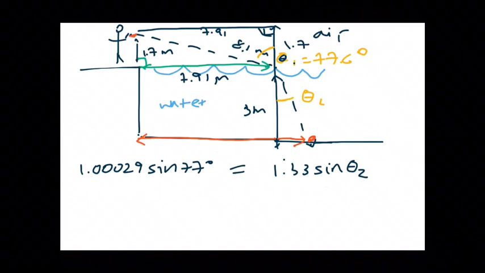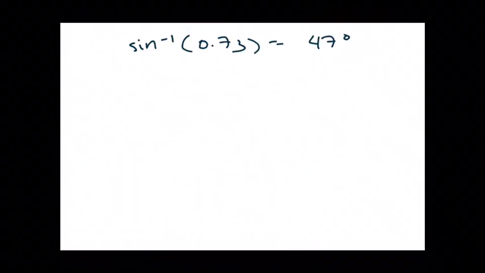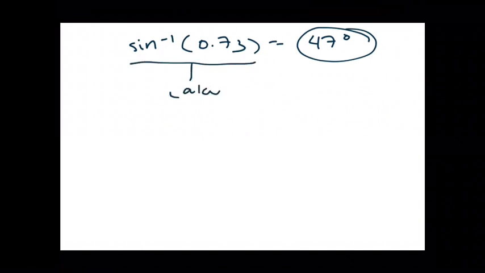So sine theta 2 is equal to 1.00029 times sine of 77 degrees over 1.33. And if you do the math, it should equal 0.73. So then we take the inverse of that, which is going to give you 47 degrees. I just put this in my calculator if you're wondering, so you can go ahead and do it in the calculator or manually as well.